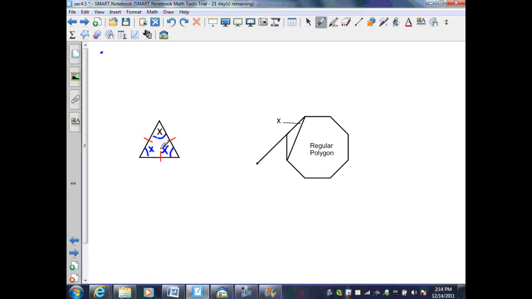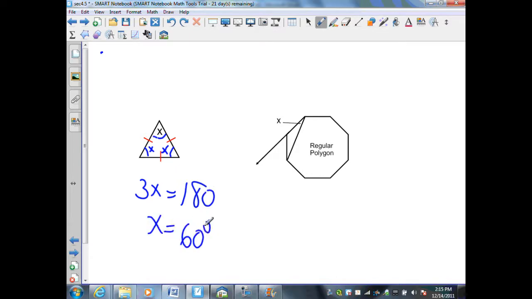And I can use the triangle sum theorem, add up these three angles, which would be x plus x plus x, which is 3x, and set it equal to 180 degrees. Divide by 3, and I get x equal to 60 degrees. So an equiangular triangle and an equilateral triangle has a value for its angles to be 60, 60, and 60.